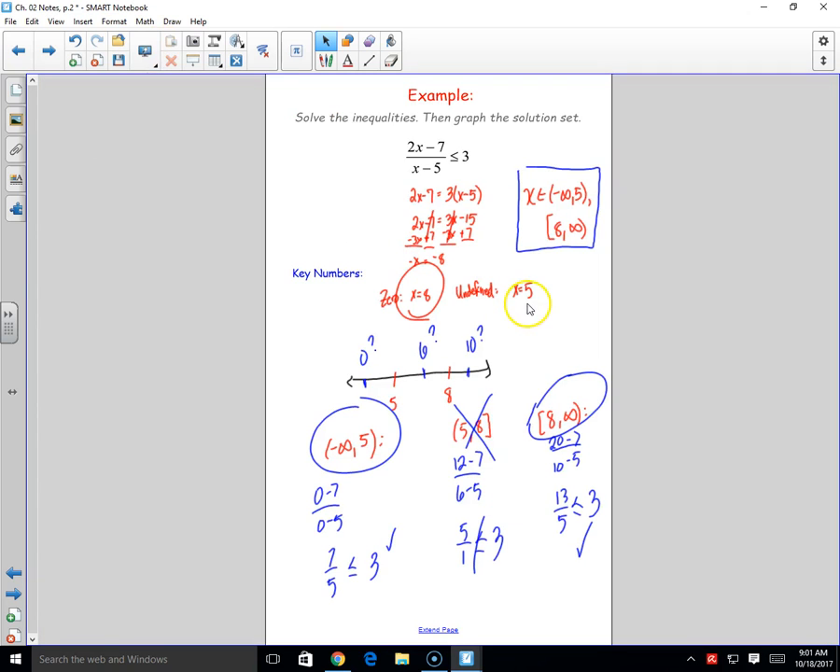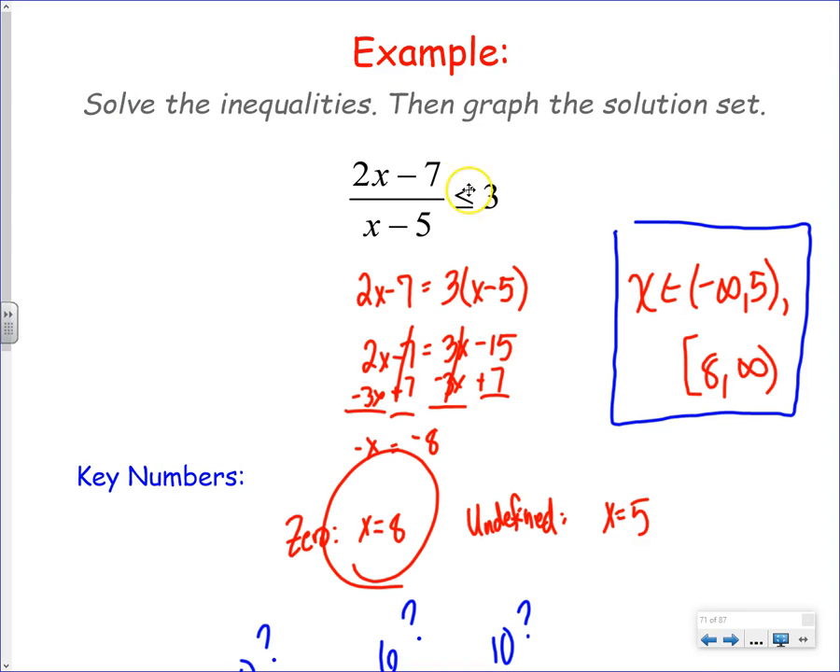To find the undefined, that part's easy because you just look at the denominator. To find the undefined point, zeros and undefineds, I just said, hey, that's at 5. So the undefined looked in the denominator, that's at x equals 5. But for the other one, I had to pretend like the less than or equal to was an equals. I multiplied this to the other side. I just solved until I figured out that x was equal to 8, and that was my other critical, or my key number.